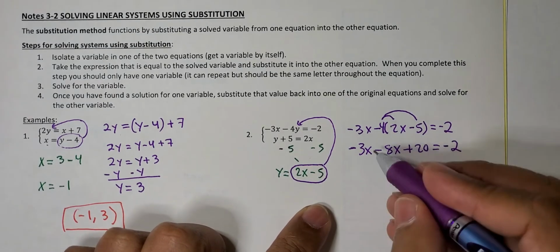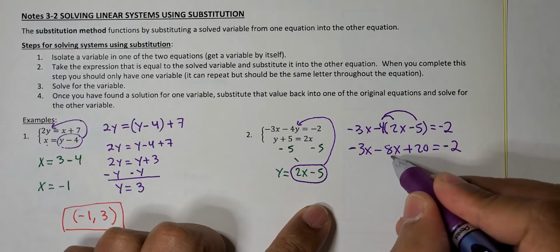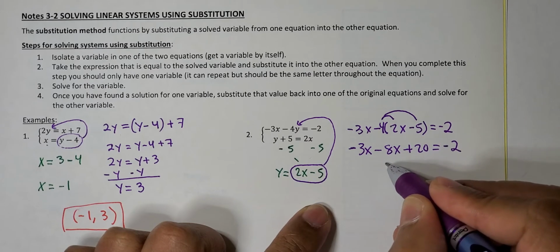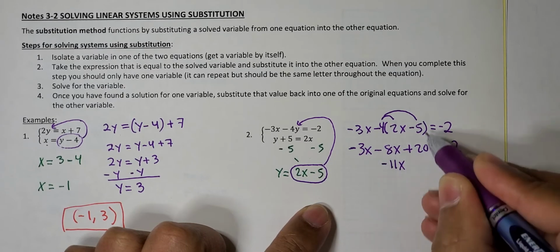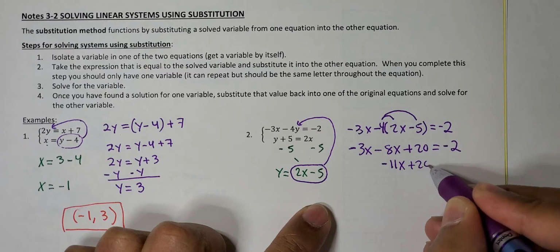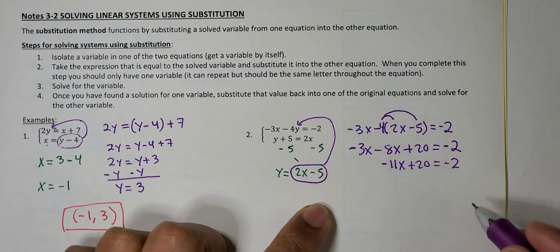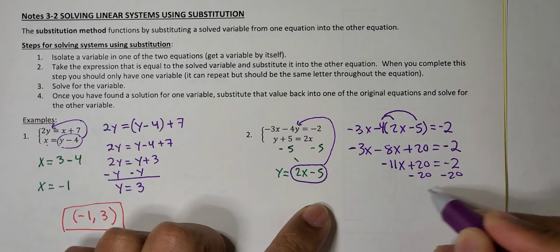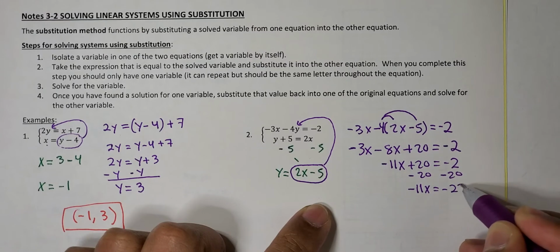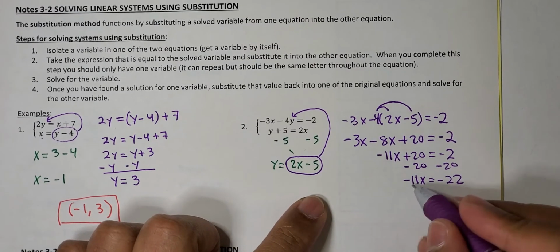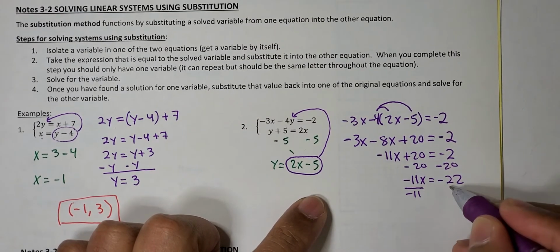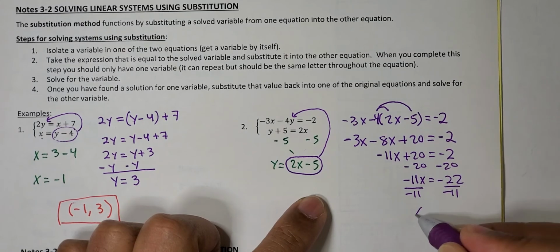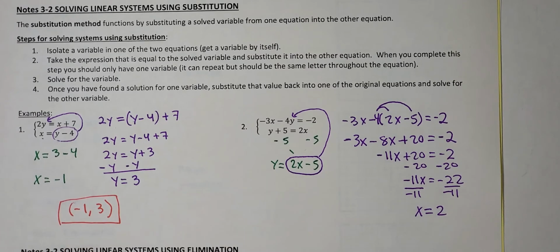I'm going to combine like terms. So then negative 3x and negative 8x is negative 11x. And then I have plus 20, and that equals negative 2. Next, I'm going to subtract this 20 from both sides of the equation. So then we have that negative 11x equals negative 22. Last step is I'm going to divide by negative 11 on both sides of the equation, and then we find that x equals 2. So there is the value of x.